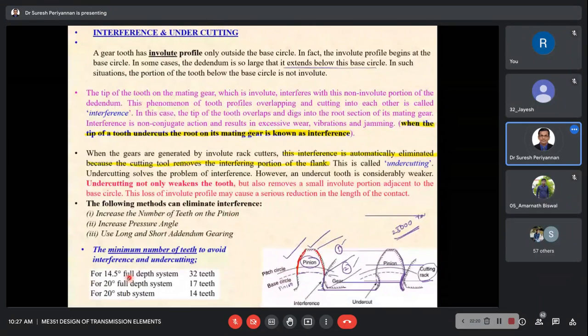Now also see here some of the standards they have given. When we are using the 14.5-degree full depth system, 32 teeth will be suitable and may avoid the interference. When we are using the 20-degree full depth system, using 17 teeth may avoid the interference, such that we can avoid the interference.